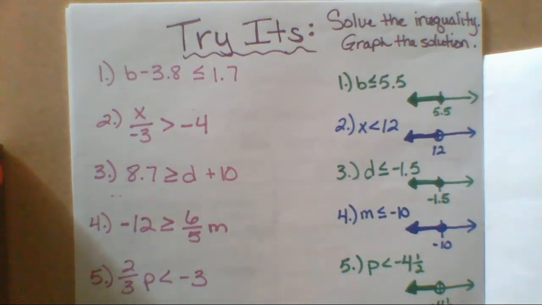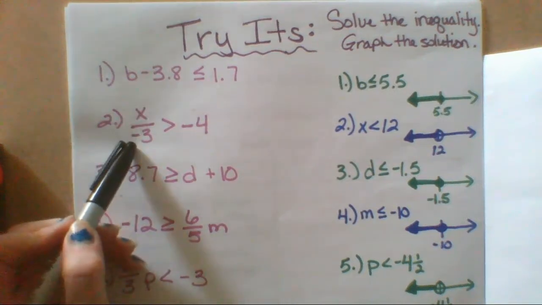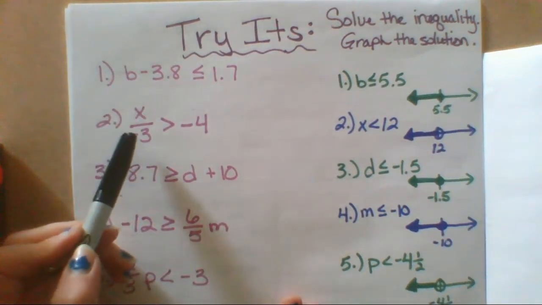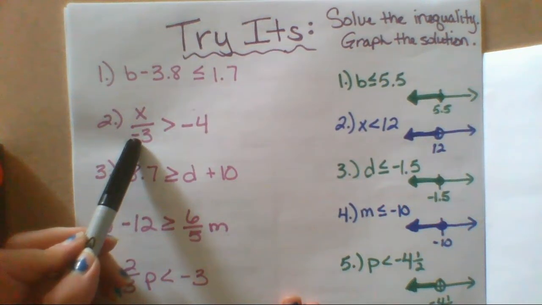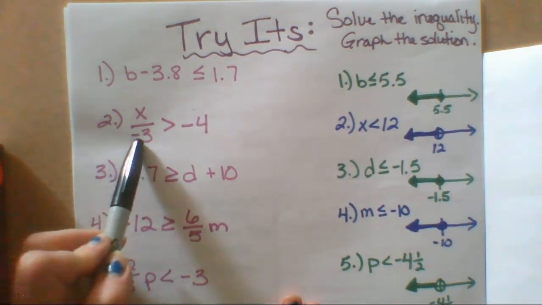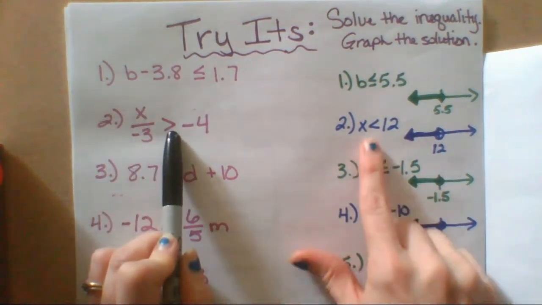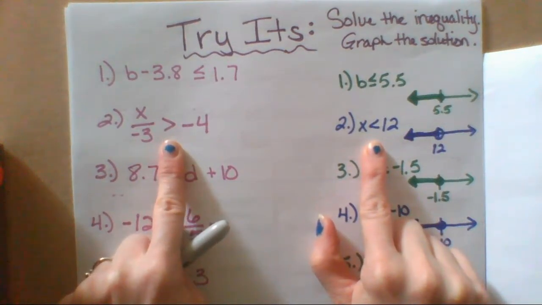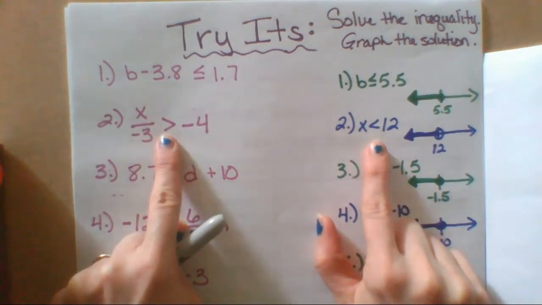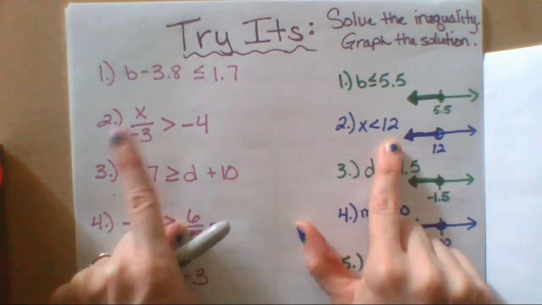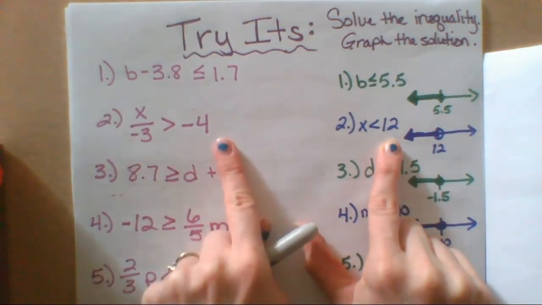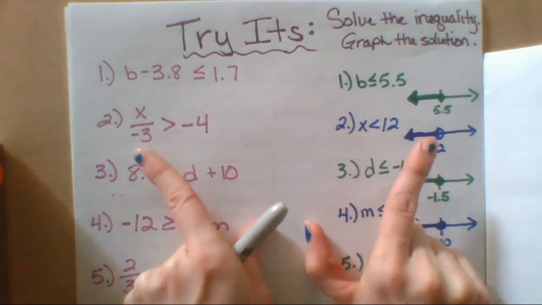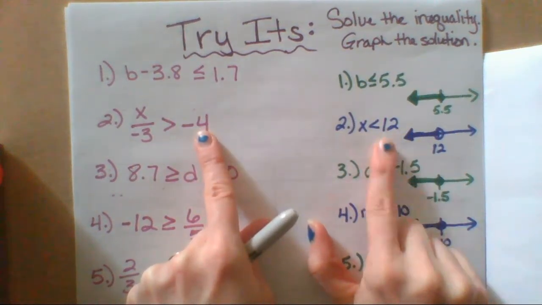Here's some common mistakes that I see. You know, again, new learning, but as a reminder, when we multiply or divide both sides by negatives, the inequality must flip. So number 2, for example, you should have gotten x is less than 12, because when you multiply both sides by -3 to get 12, that inequality needs to flip in order to remain true.